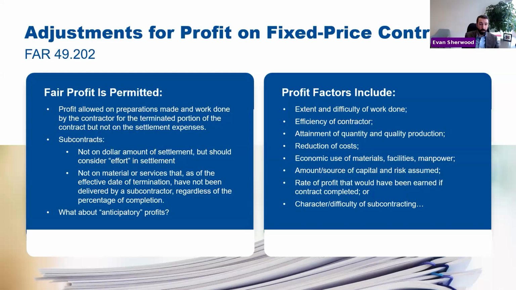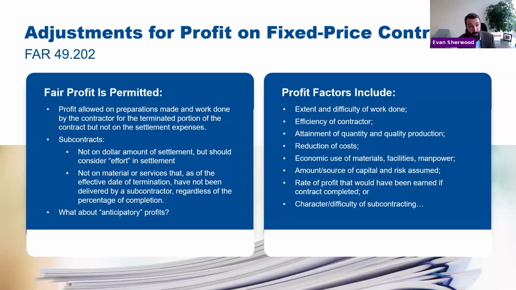Okay, so the FAR addresses this. This is in 49.202. This rule explains that when you're considering profit, you should not consider the dollar amount of a subcontract settlement, but can consider effort in the settlement. Okay. There's a variety of profit factors to consider. What's a fair profit in your termination settlement proposal?